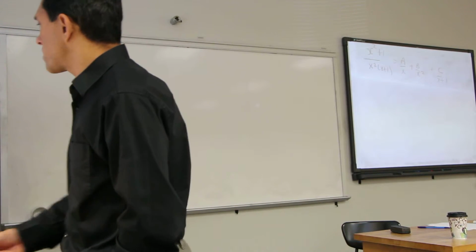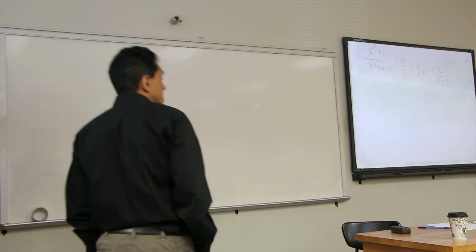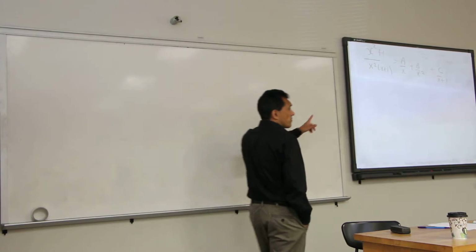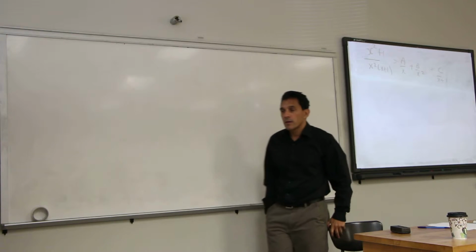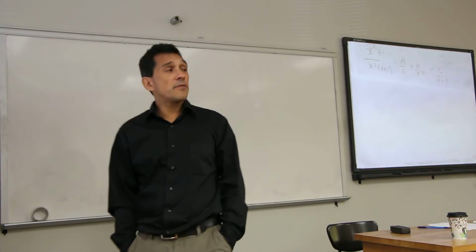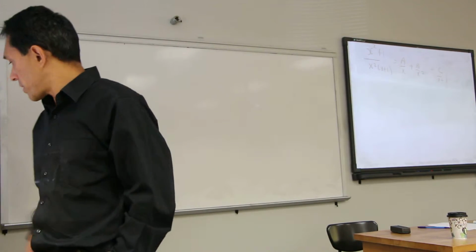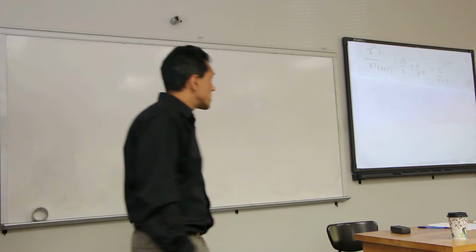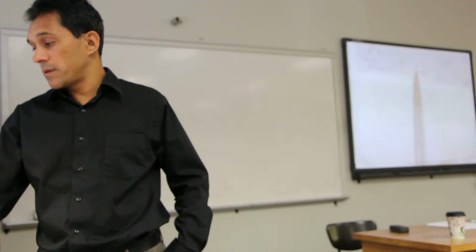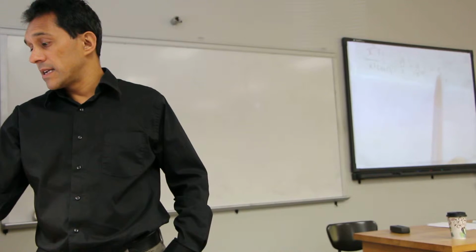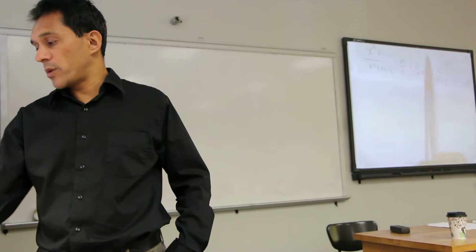You clear the fractions, multiplying both sides by the denominator. On the left-hand side, you will be left with x squared plus 1. On the right-hand side, you will be left with a times x plus 1, b times x plus 1, c times x squared.